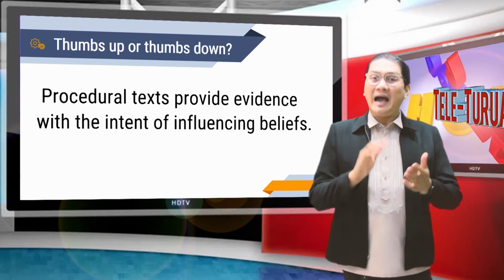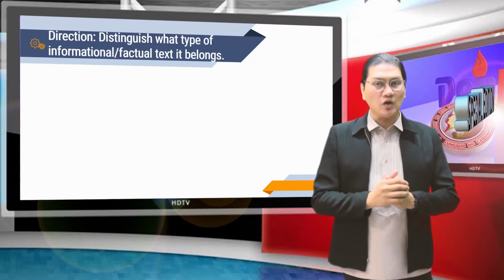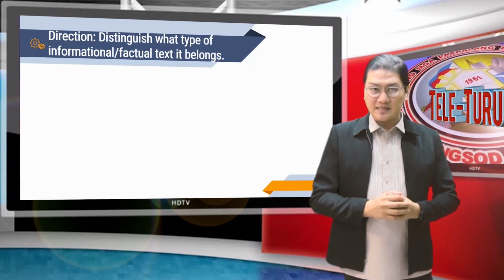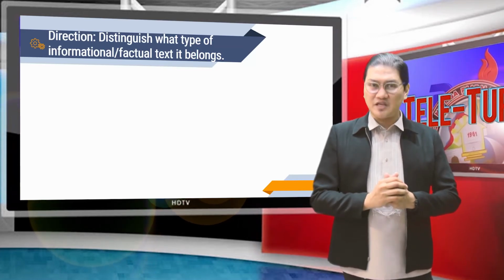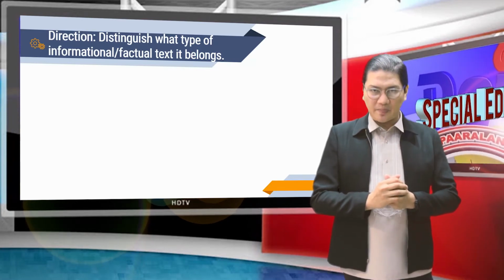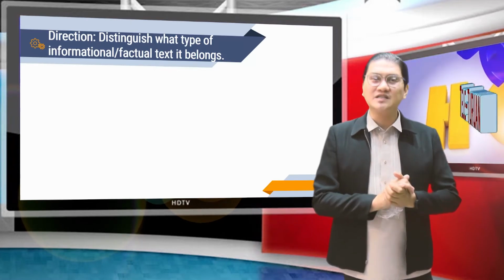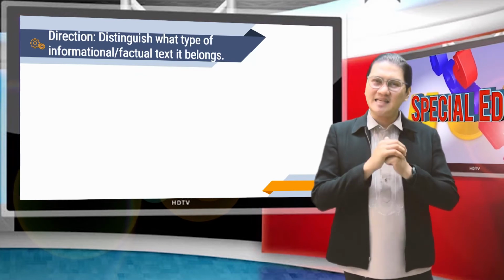Game. At this point, you will identify whether the given short selection is an example of expository text, procedural text, literary nonfiction, or argument or persuasion text. Prepare your flashcards with you and write your answers in it. Ready? Listen attentively.